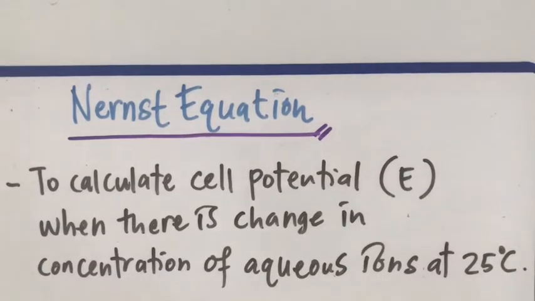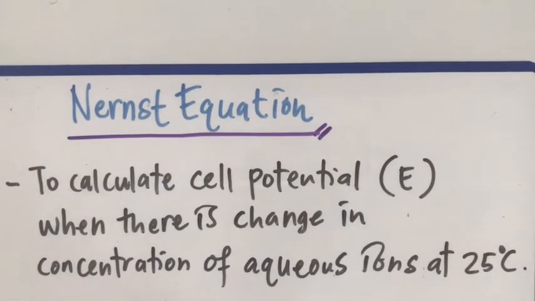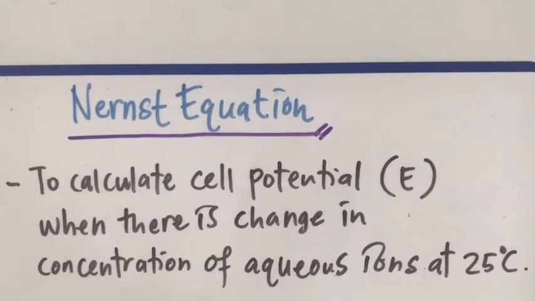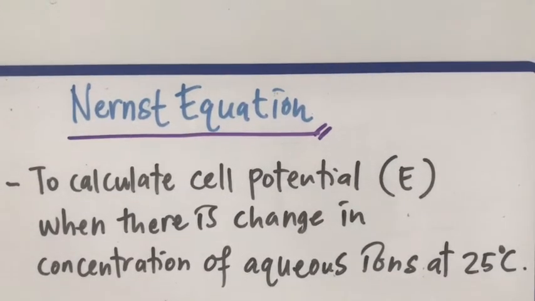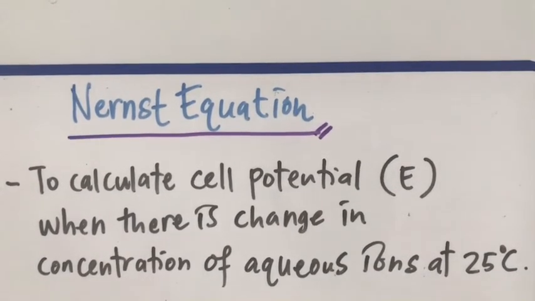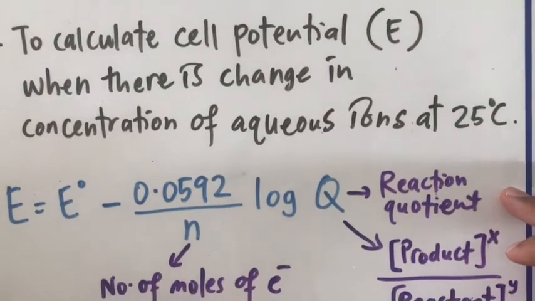Okay, now let's move to the Nernst equation. The Nernst equation is used to calculate the cell potential or electrode potential when there is a change in concentration of the aqueous ions at 25 degrees C or 298 Kelvin. Let's take a look at the formula here.